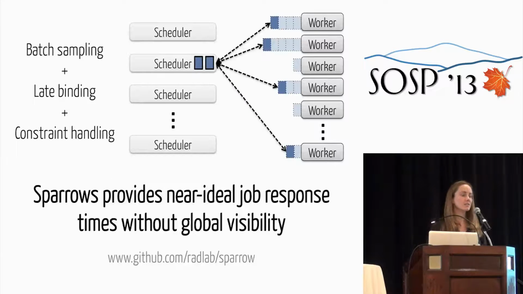In today's talk, I've demonstrated that with Sparrow, global visibility is not necessary to provide good performance. Sparrow's randomized approach combines 2 techniques, batch sampling and late binding, and can also support constraints in order to provide response times within 12% of what an ideal scheduler could provide without the throughput and availability limitations of a centralized design. All of our code is publicly available online, including the code to run all of our simulations. And with that, I'm happy to take any questions.